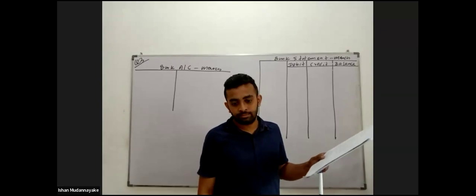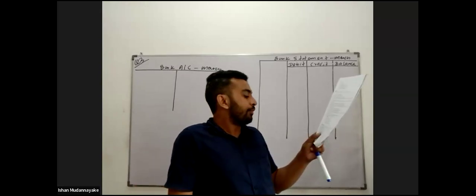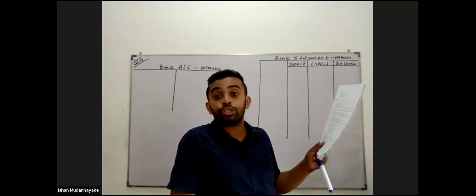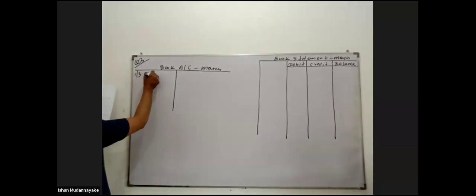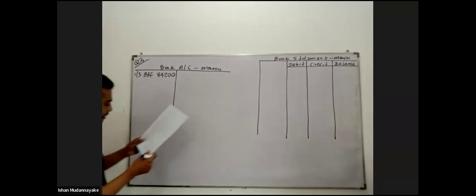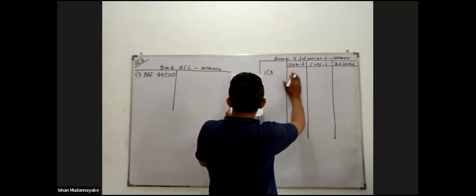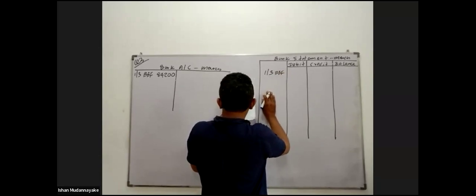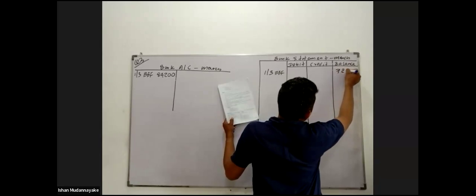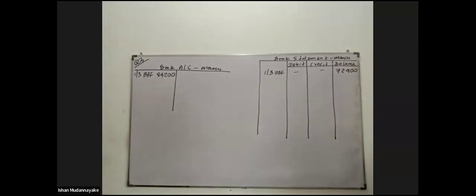Okay, right. And then look at the 1st March balances. 1st March bank account opening balance is 84,200. Now here, 1st March balance brought forward, how much? 84,200. And then 1st March bank statement balance brought forward, how much? The statement balance brought forward is 72,900.